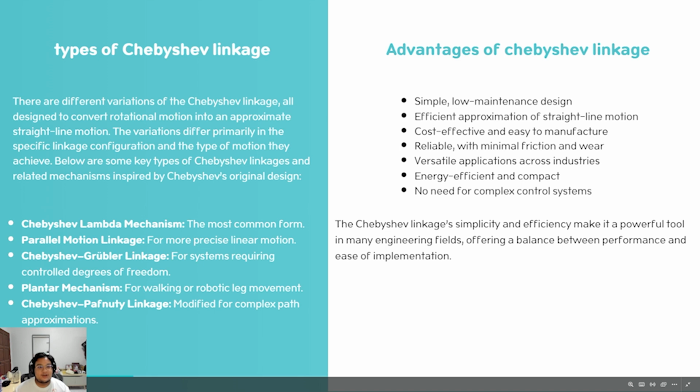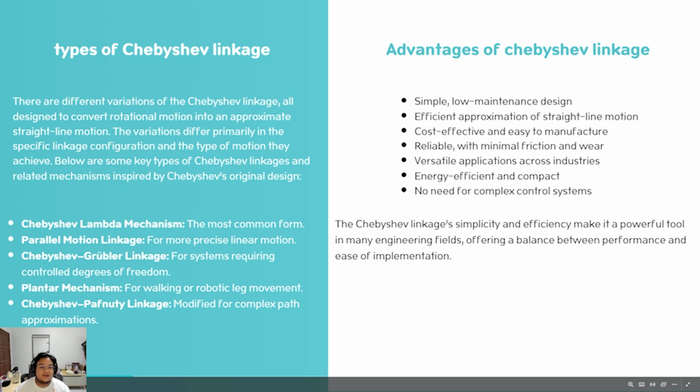Types of Chebyshev linkage. There are different variants of the Chebyshev linkage, all designed to convert rotational motion into an approximate straight-line motion. The variations differ primarily in the specific linkage configurations and the type of motion they achieve. Below are some key types of Chebyshev linkage and related mechanisms inspired by Chebyshev's original design.